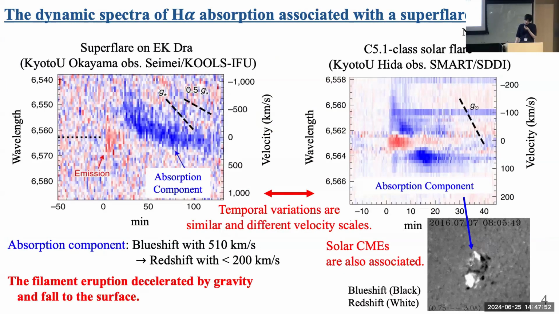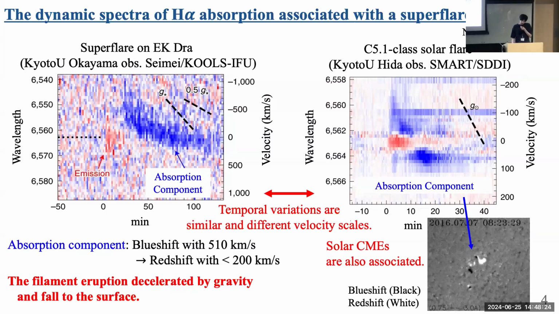We show the dynamic spectra of H-alpha absorption for EK Draconis on the left and the solar one on the right. Both are taken by telescopes at Kyoto University. The horizontal and vertical axes mean time and wavelength, corresponding to velocity. Both spectra show similar temporal variations, and they are different in velocity scales.